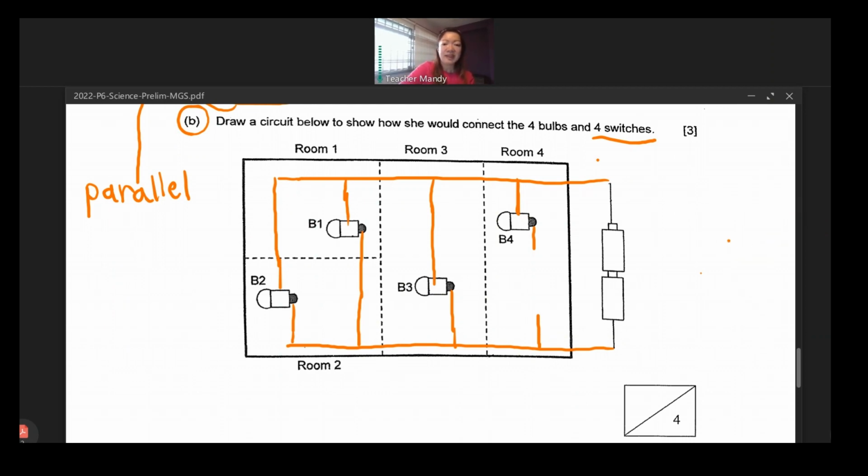Now, always remember in the exam, use pencil first. Then once everything is done and checked and confirmed, then you can use pen to draw it in. All right. So let's say my switches, I'm going to put it this way.